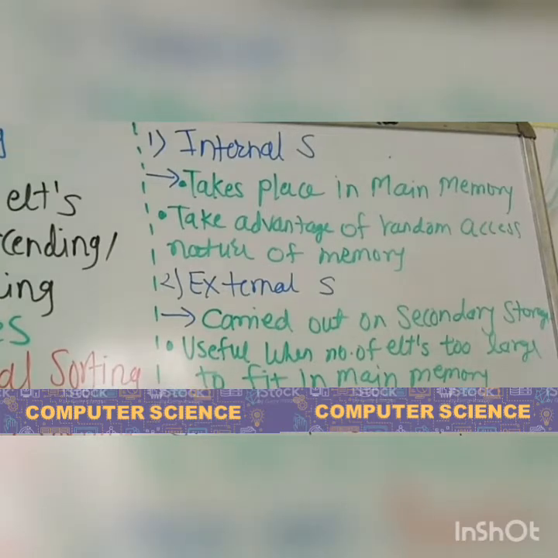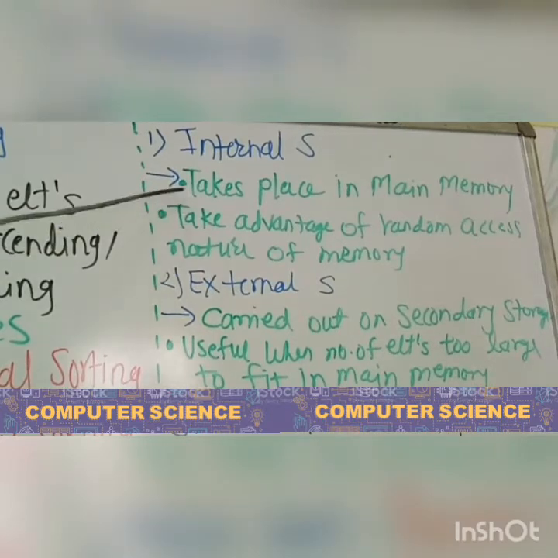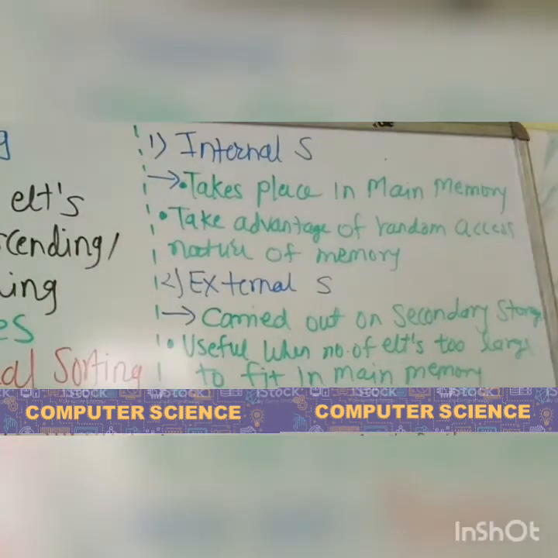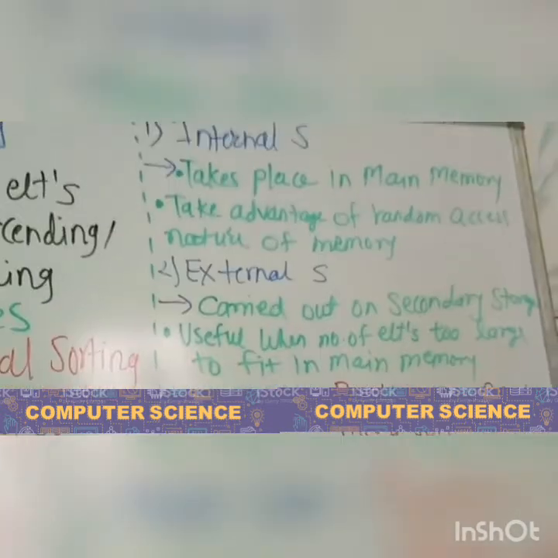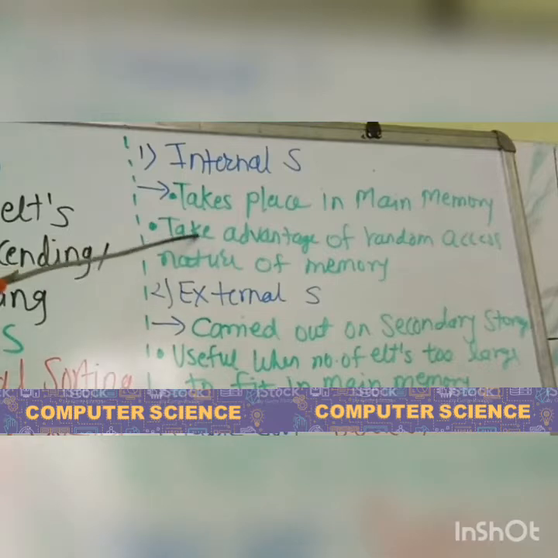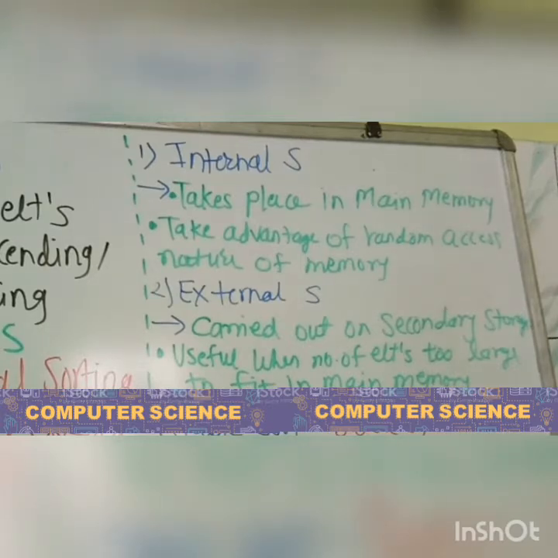What is the mechanism behind the internal sort? This sort takes place in the main memory, meaning in your actual RAM these sorting techniques are carried out. And what is the advantage behind it? It takes advantage of the random access nature of memory, meaning that randomly, not going serially, we can access different data elements. So this is internal sorting.